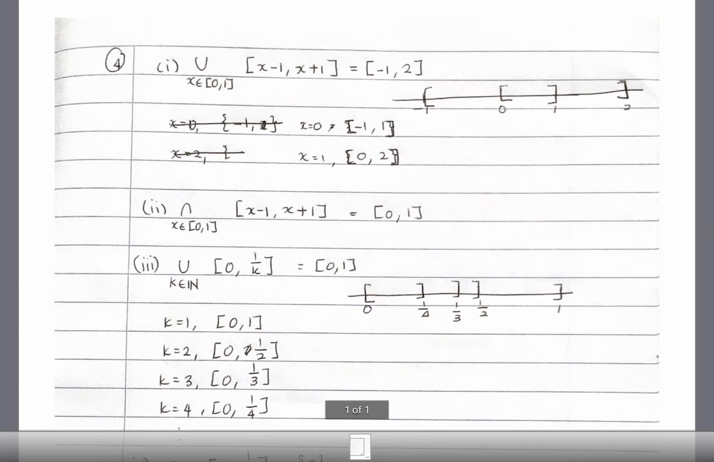Just to make sure, there are infinitely many such intervals in this union. It's just that because you take the union, you consider the largest of them collectively. That's why you get -1 to 2, okay?